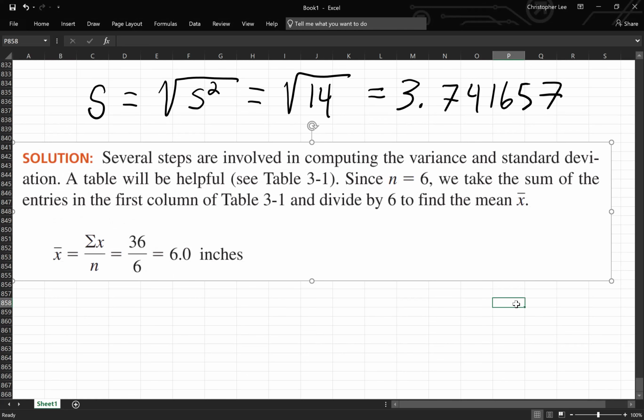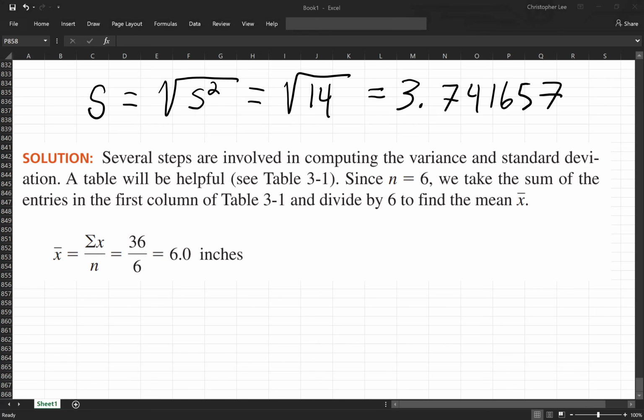So several steps are involved in computing the variance or standard deviation. A table will be helpful, right? So since n is equal to 6, we take the sum of the entries in the first column of the table and divide by 6. So the sum of x we knew was 36, divided by 6 is just 6. All right.